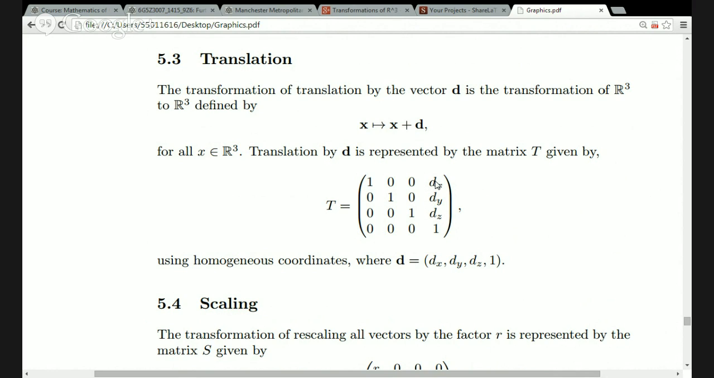Well, the matrix representing that under homogeneous coordinates is just the 3-dimensional version of the 2-dimensional translation matrix we already looked at. So it's this. You have the 3x3 identity block up here. You have the x, y, and z components of the translation in the last column, and then your last row is 0, 0, 0, 1. So that's the translation matrix under homogeneous coordinates.